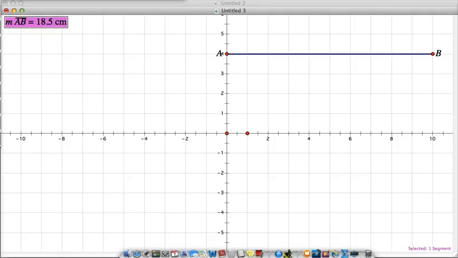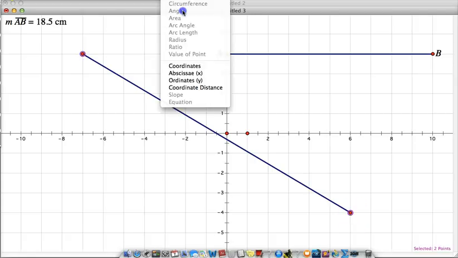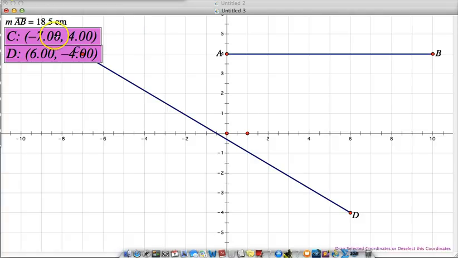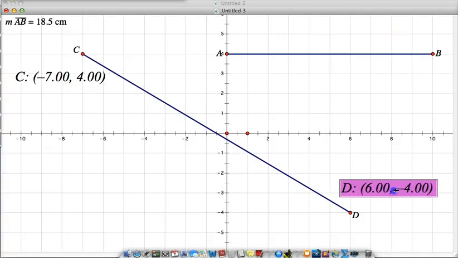So then that gets us to the bigger question of what it is that the distance formula is actually telling us. So for example, when we have this segment here, if we were to measure its coordinates, okay, so I have C at negative 7, 4, and I have D at 6, negative 4. And if we plug that into the distance formula, it will give us an answer. And the question is, what is that answer really telling us?